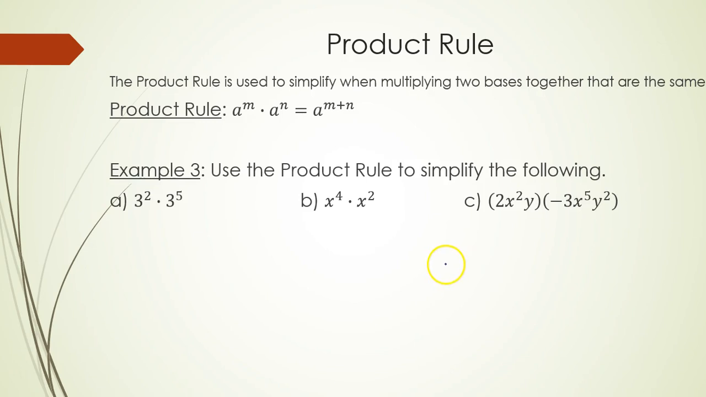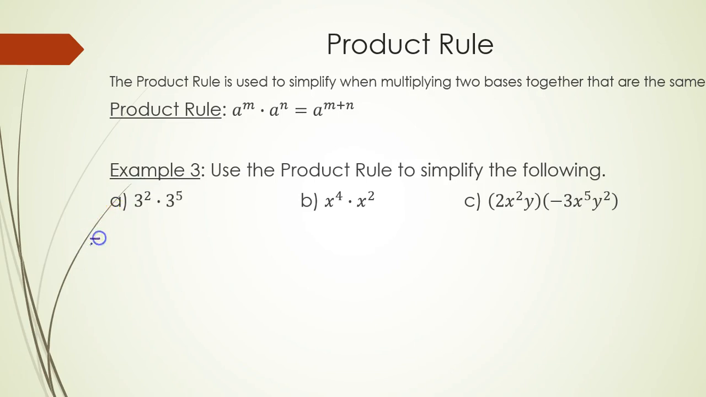Next, we'll move to some of the properties of exponents, starting off with the product rule. The product rule is used to simplify when multiplying two bases together that are the same. So for instance, I'll start off by doing example 3, part A. I'm just going to stick with the basic definition of exponents. I'm not going to use the product rule to simplify just yet.